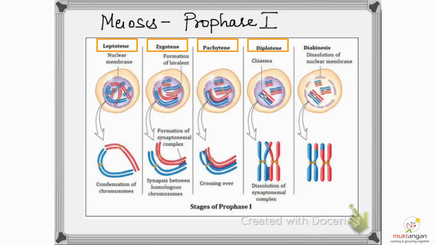In the fourth step, that is diplotene, the synapsis breaks and the chromosomes start separating. In the last step, that is dikinesis, the homologous chromosomes separate completely.